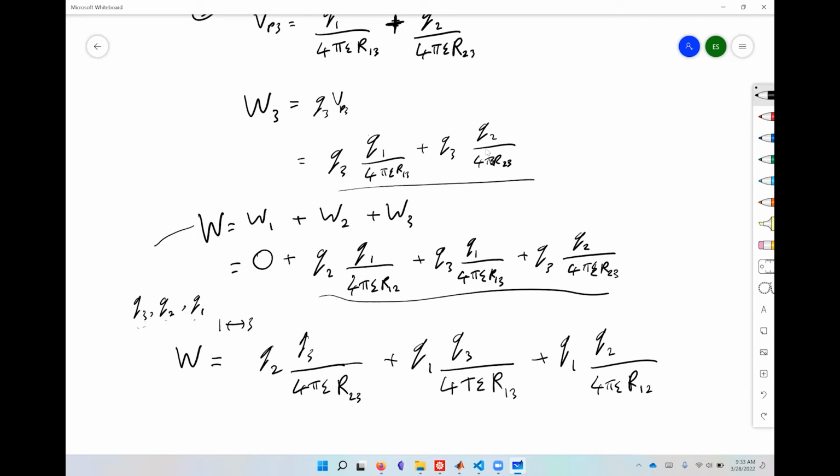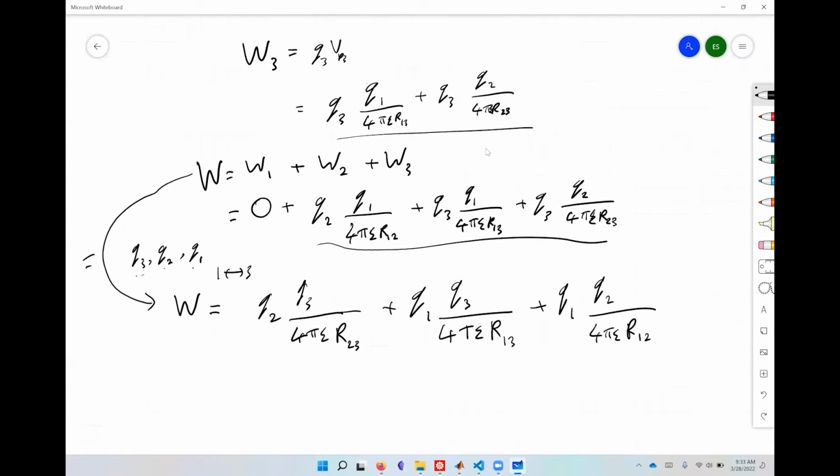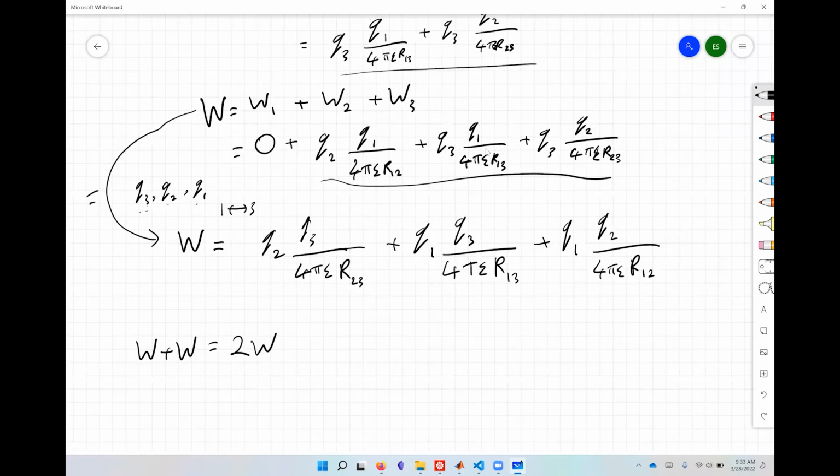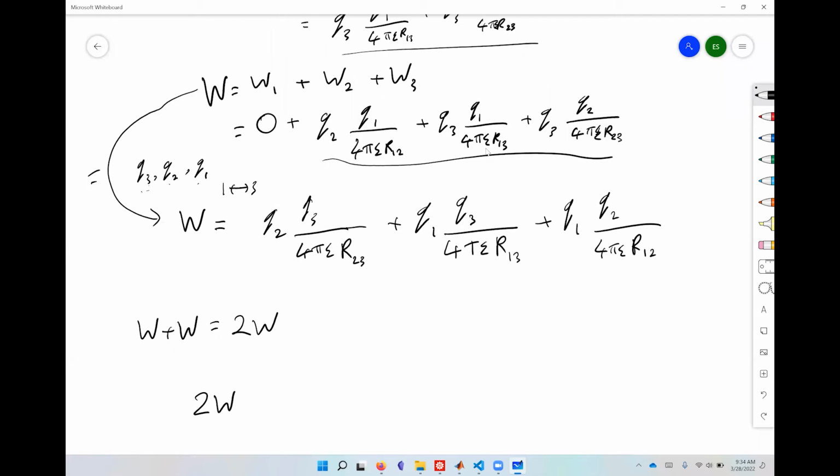Now we said this should equal this, so we can sum them up. What happens if we sum them up? 1 plus W plus W is just going to equal 2W. What is 2W? Well, let me collect terms. Let me collect the terms with Q1. Those two terms have Q1. So let me collect them and take Q1 out. So this becomes Q1.